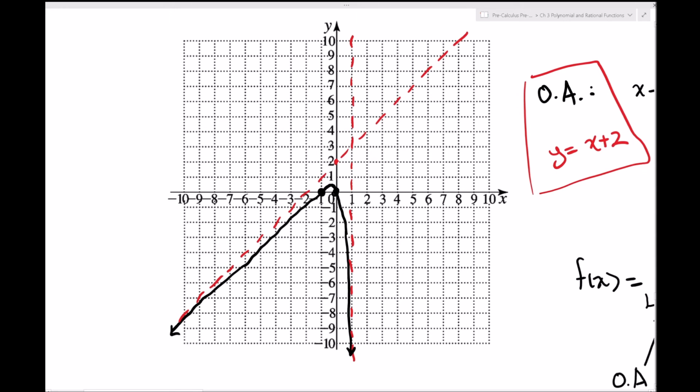Then I've got to figure out what's going on the other side. So just to prove my point, I can plot some more or find some more y-coordinates for specific x-coordinates. So let's say f of negative 2.